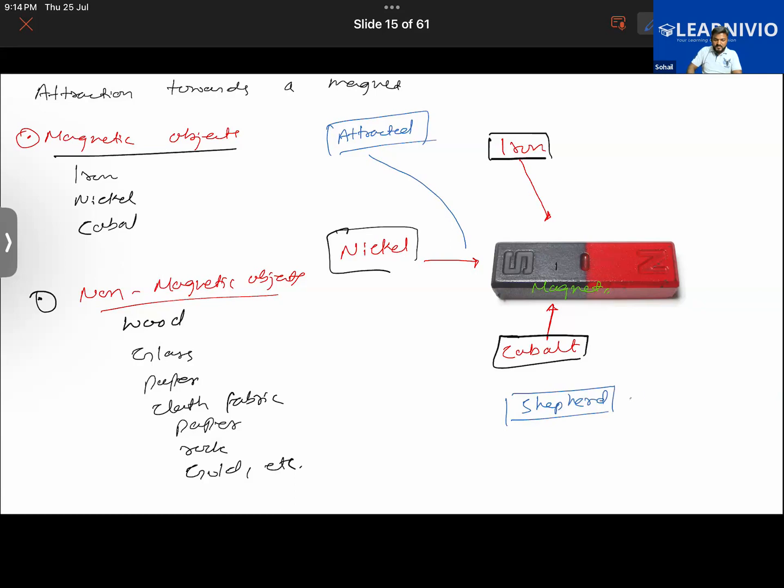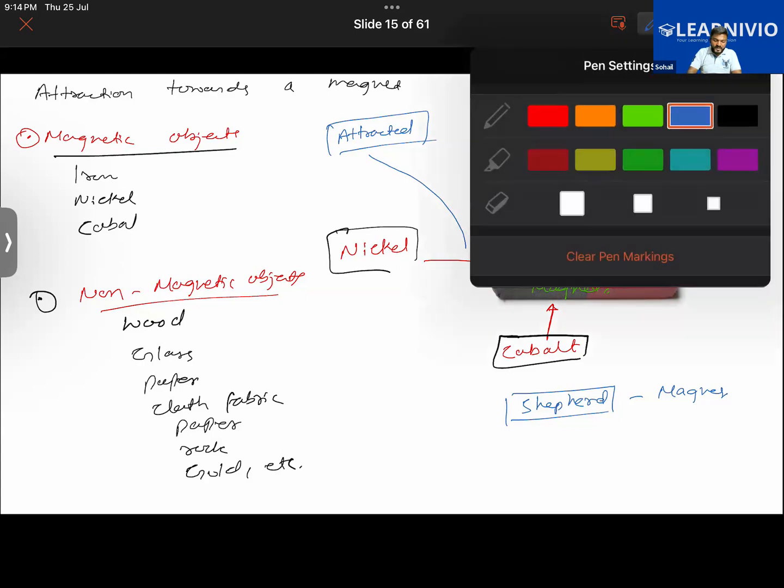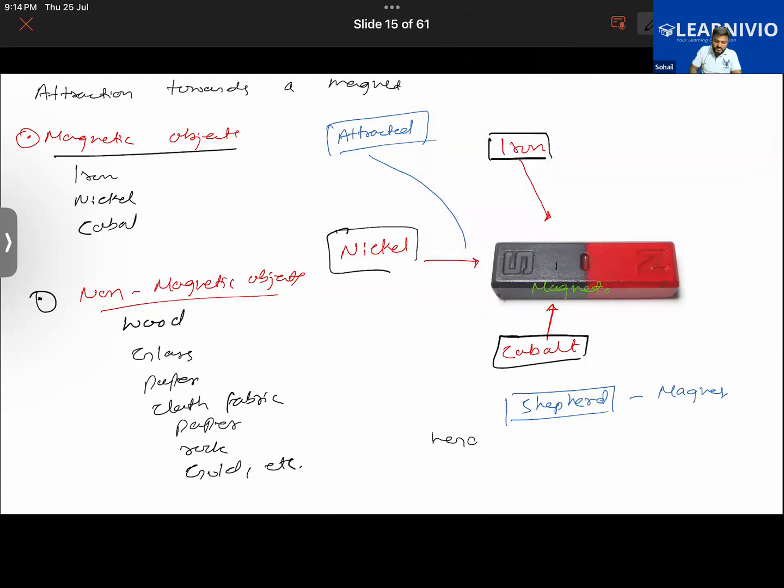There was a shepherd by the name of Magnus. What he discovered almost 4,000 years ago, while he was herding his sheep, you would notice that a shepherd would always be keeping a stick with him, using which he would be directing the sheep in which direction they have to go, right?